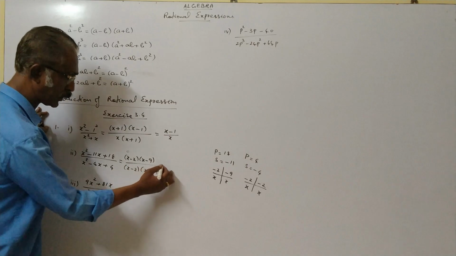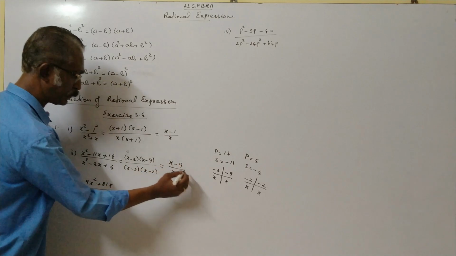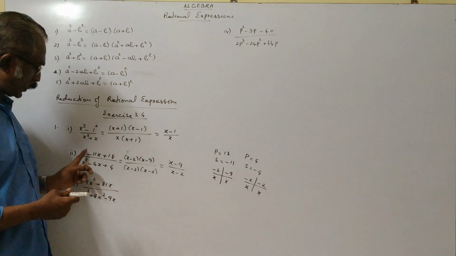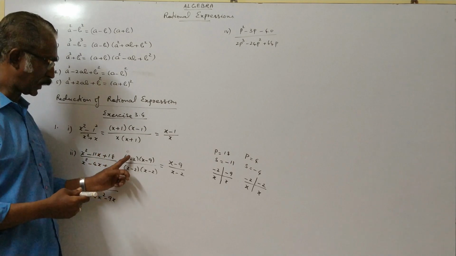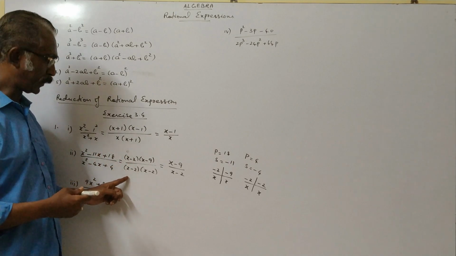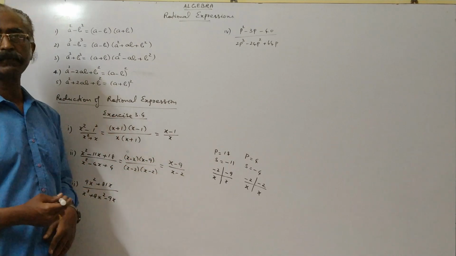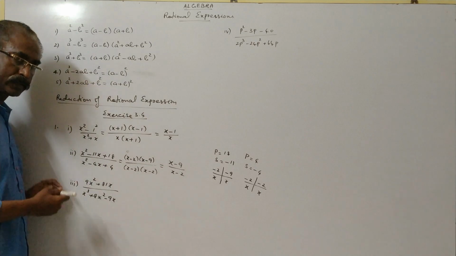So x minus 2 will get cancelled. You will get x minus 9 divided by x minus 2. This is the simplest form of this. See here, the numerator I factorized and the denominator I also factorized. Then I removed the common factor. The rest is the final answer or the simplest form of the given rational expression. We can move on to the third subdivision.